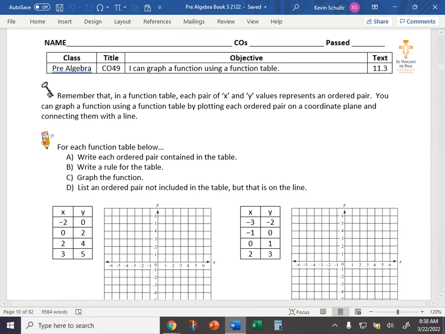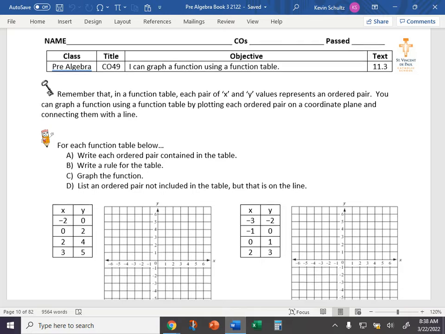We are moving on to CO49, where we get a little bit of graphing. We've talked about functions and relations and domain and range and everything like that. But now we're going to start to apply these function tables and these functions to coordinate planes. And there's basically four things that we're covering here.